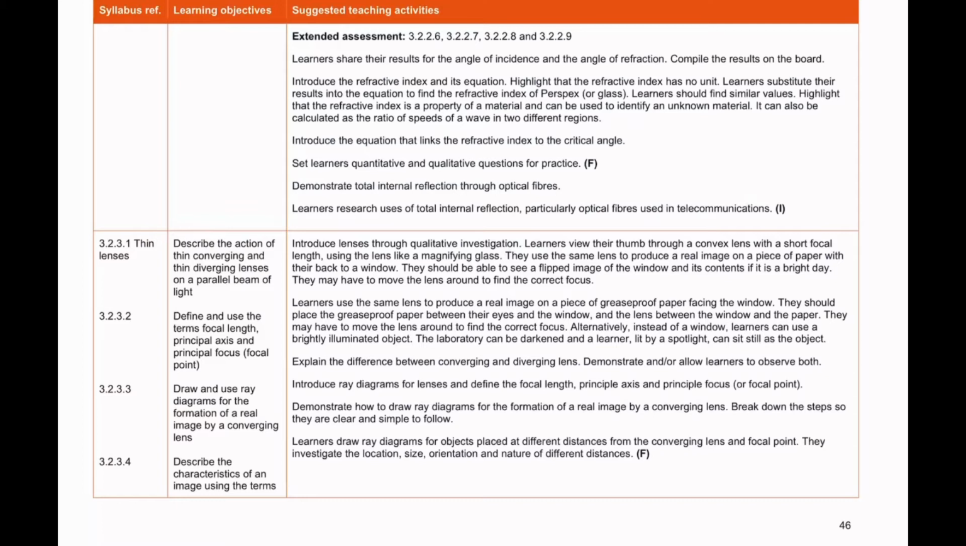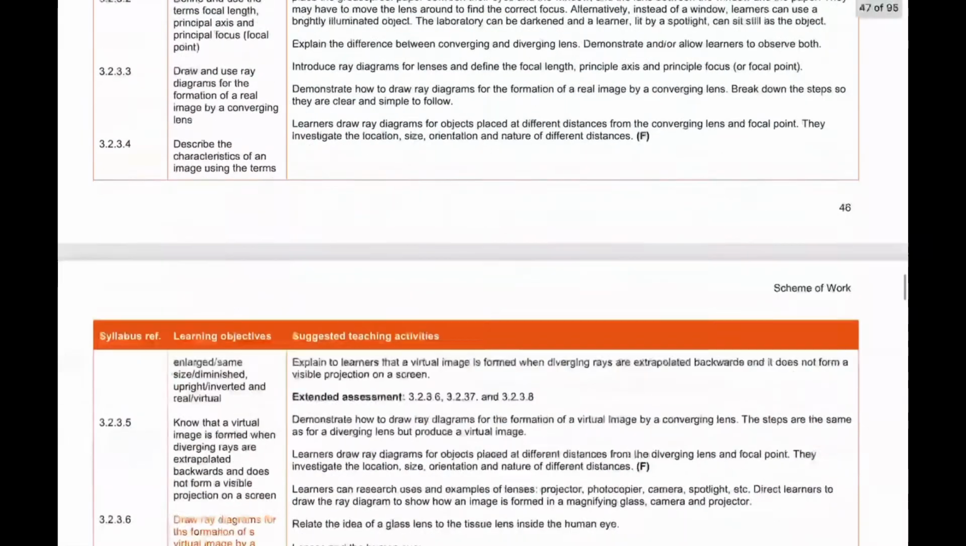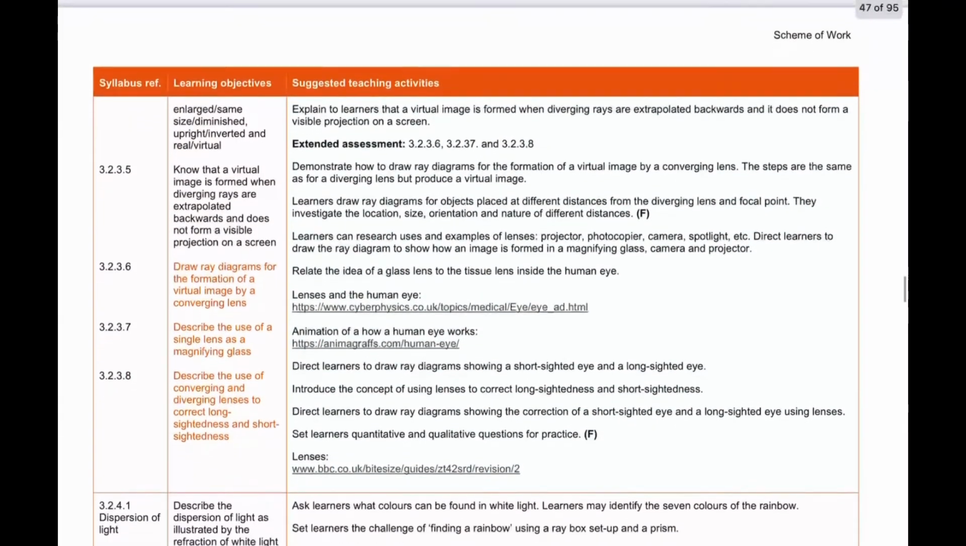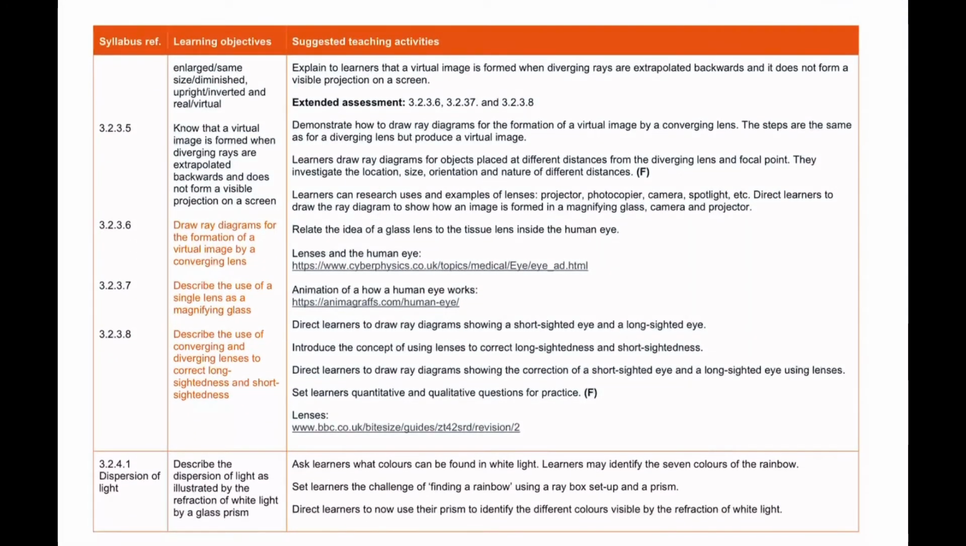Draw and use ray diagrams for the formation of a real image by converging lenses. Describe the characteristics of an image using the terms enlarged, same size, diminished, upright, inverted, and real or virtual. Note that a virtual image is formed when diverging rays are extrapolated backwards and does not form a visible projection on a screen. Draw ray diagrams for the formation of a virtual image by a converging lens.